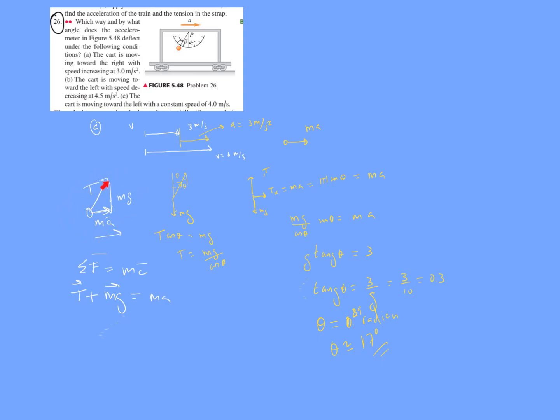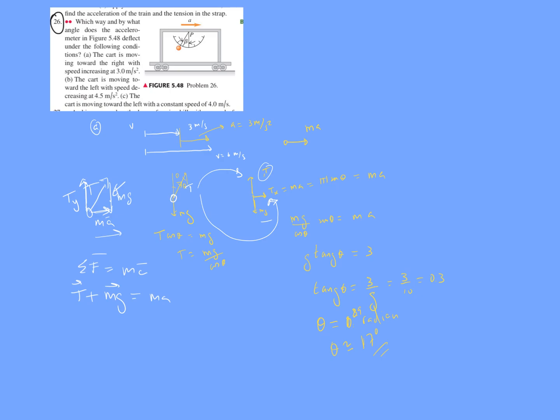The sum of all the forces, T plus mg, must be ma. I can suppose that the components you see here, the T components, the T Y component, will cancel with the mg. So if you prefer, I put the figure like this. This is mg, this is the T, and the T is converted into two components, Tx and Ty. This Ty will cancel with mg.